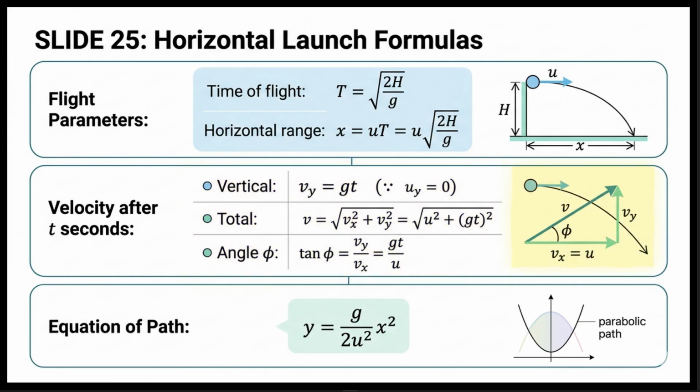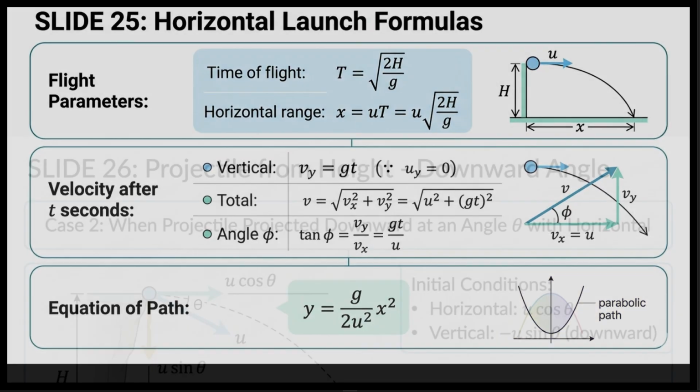The velocity vector diagram shows horizontal component, the x component of velocity, equals u, and vertical component, the y component of velocity, at angle phi below horizontal, where the tangent of phi equals gt over u. The equation of path is y equals g over 2u squared times x squared, a parabola, as the graph shows.